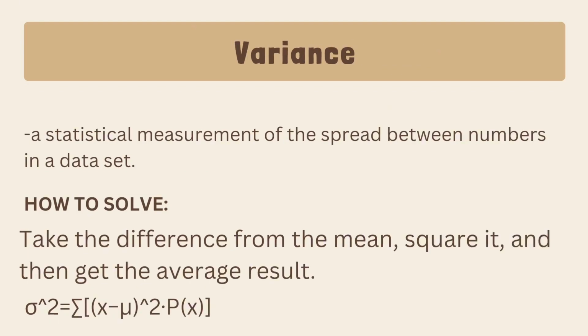Earlier, we mentioned variance. So variance is a statistical measurement of the spread between numbers in a data set. In order to solve it, we have to take the difference from the mean, square it, and then get the average result. Its formula is sigma squared equals the summation of x minus mu squared times p of x. So don't worry if you don't understand this symbol for now, because later you will deeply understand what each symbol means and how to solve it, how it will be involved in solving the probability.